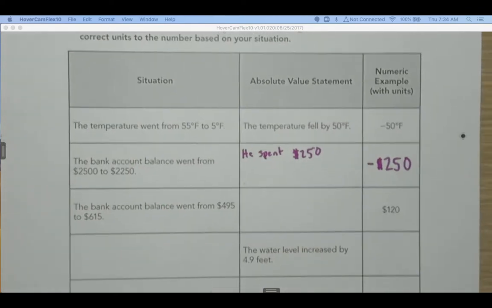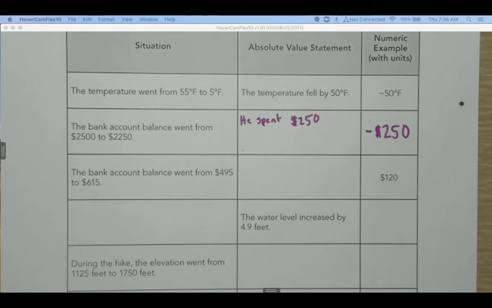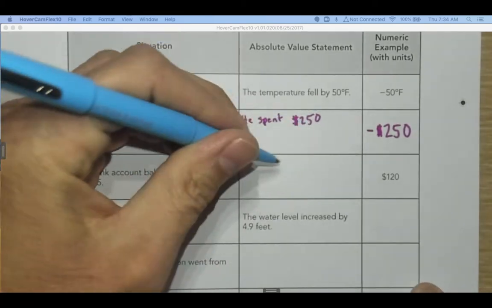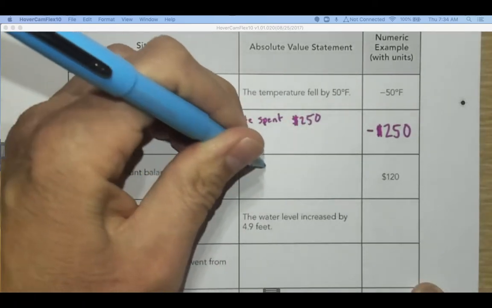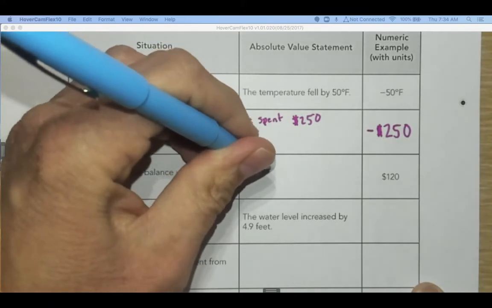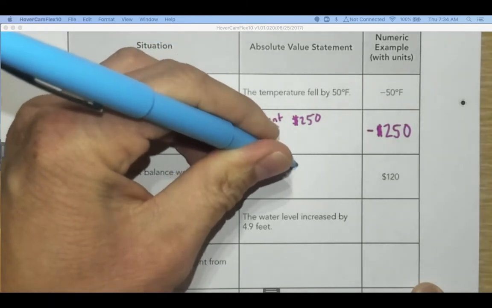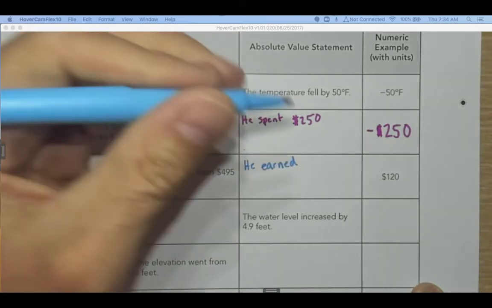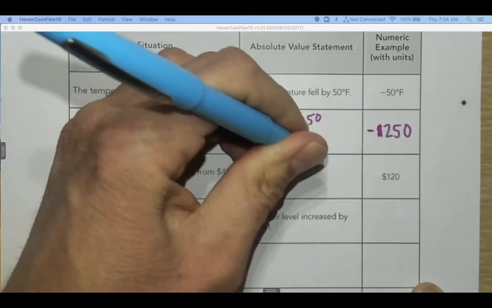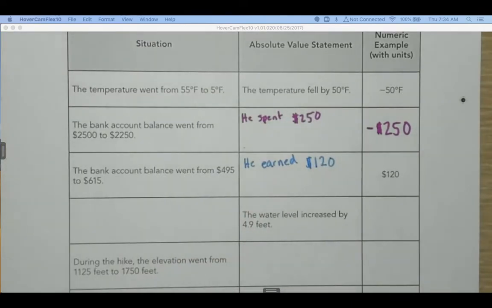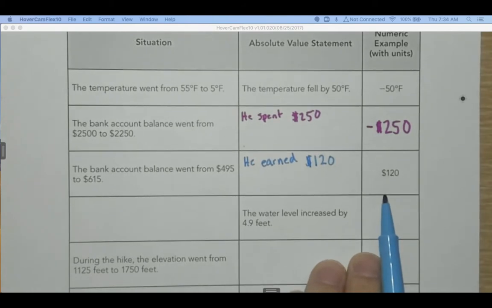Next, the bank account balance went from $495 to $615. He earned $120. And then the numeric example would be $120.